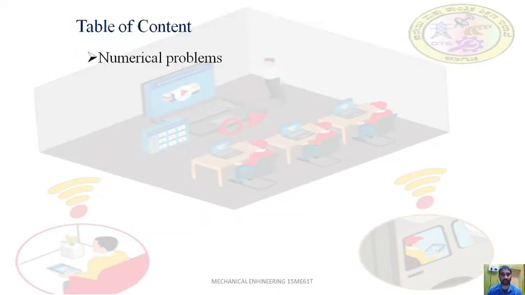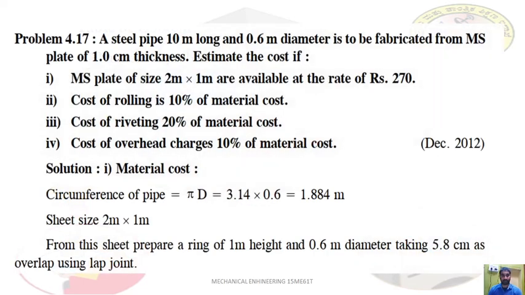So let us move to the numerical problems on estimation in sheet metal shop. A steel pipe 10 meter long and 0.6 meter diameter is to be fabricated from MS plate of 1 centimeter thickness. Estimate the cost if MS plates of size 2 meter into 1 meter are available at the rate of rupees 270. Cost of rolling is 10% of material cost. Cost of riveting is 20% of material cost. Cost of overhead charges is 10% of material cost.